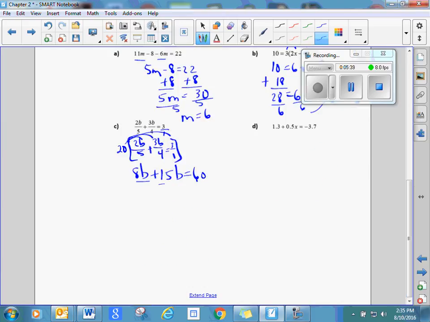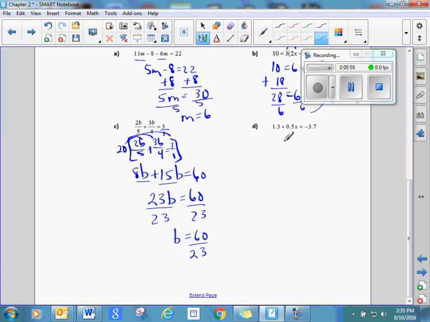Combine your like terms. You've got b's here, add them together, and you've got 23 of them, equaling 60. Divide both sides by 23. 23 is a prime number, and 60 is not a multiple of 23, so you have your answer right there in fine fashion. One more of these.